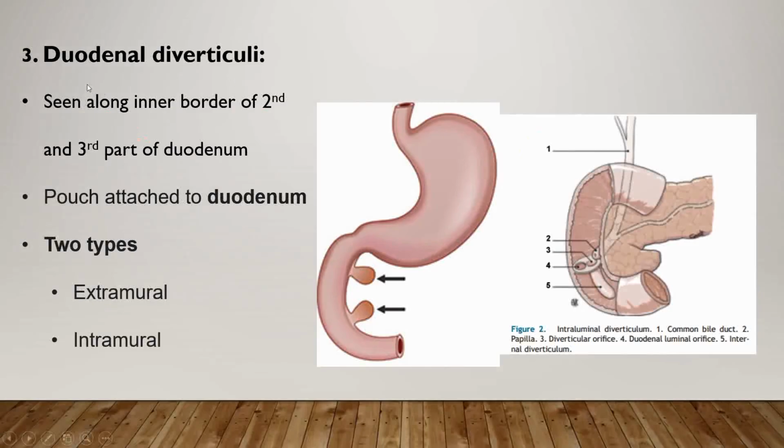Then there is duodenal diverticula. They are seen along the inner border of second and third part of the duodenum. They are pouches which are attached to the duodenum. They can be of two types, extramural or intramural. Extramural means outside the wall, outside the muscle layer. Intramural means within the muscle.